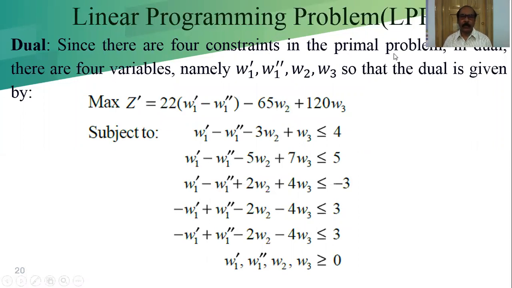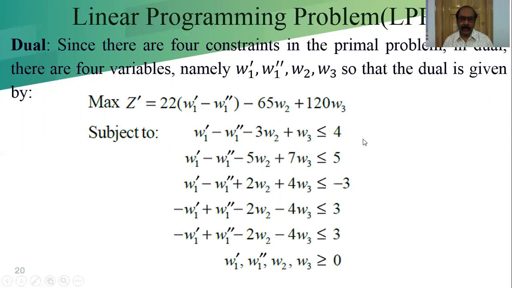Since there are four constraints in the primal problem, in the dual there are four variables, namely W1 dash, W1 double dash, W2 and W3, so that the dual is given by max Z dash equal to 22 W1 dash minus W1 double dash minus 65 W2 plus 120 W3. Subject to the constraint, I already verified this one: W1 dash minus W1 double dash minus 5 W2 plus 7 W3 less than or equal to 5.